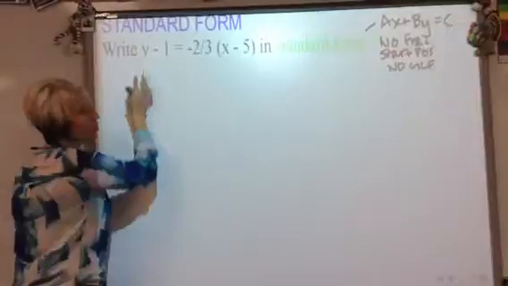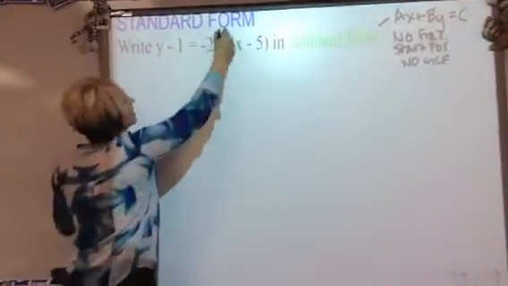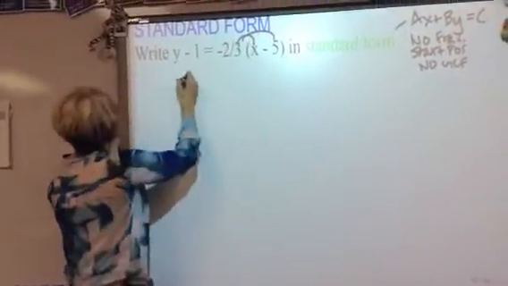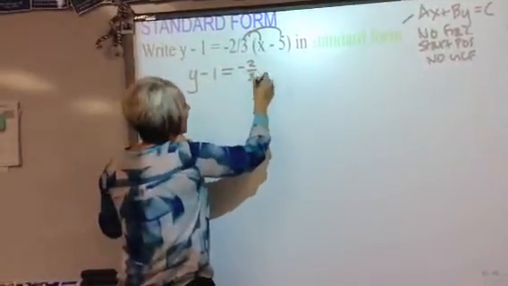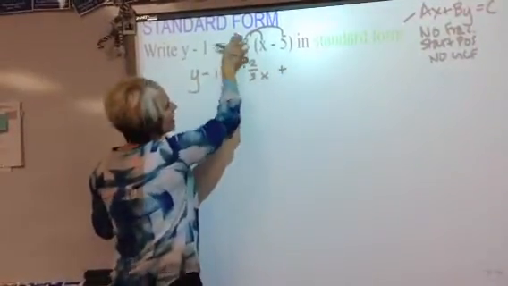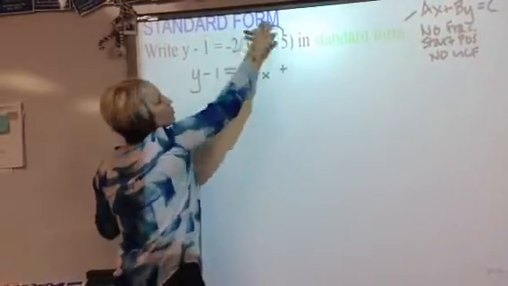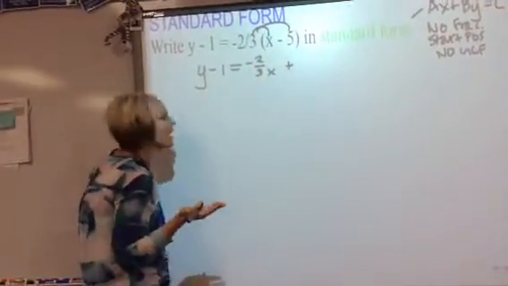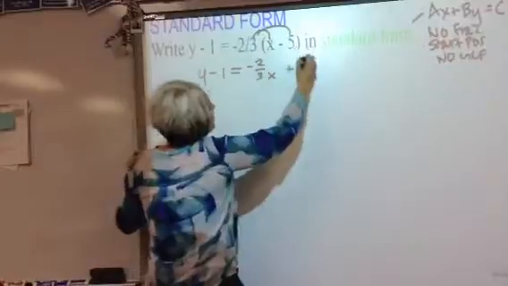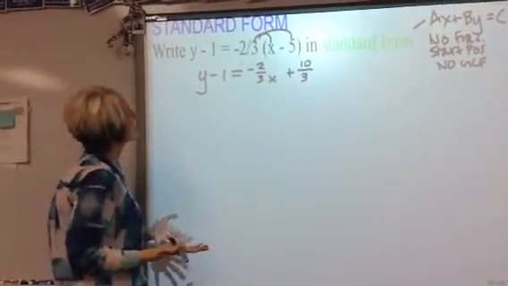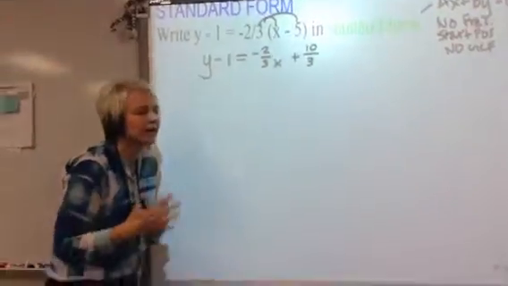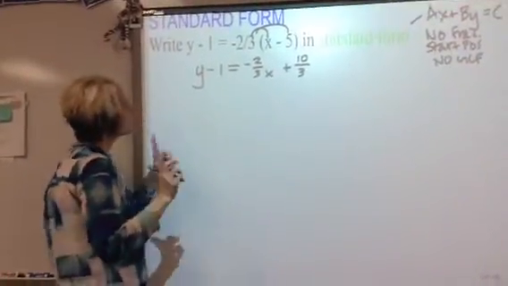Well, let's start here and let's distribute this -2/3. So I have y minus 1 is equal to -2/3 x plus, because it's a negative times a negative, 2/3 times 5. You could do this on your calculator if you'd like. I'm just going to multiply here and leave it as 10/3. And the reason I'm doing that is because I'm going to be able to just simplify by getting rid of the fraction.